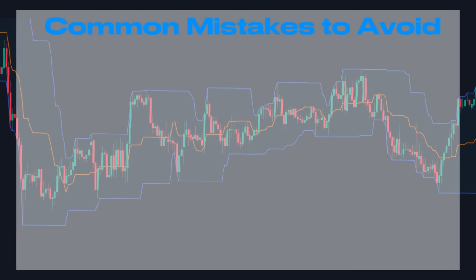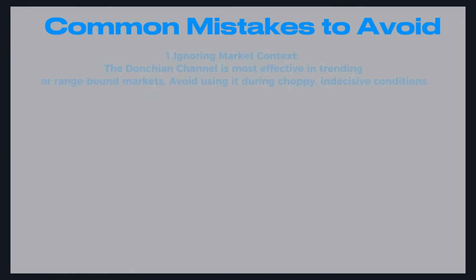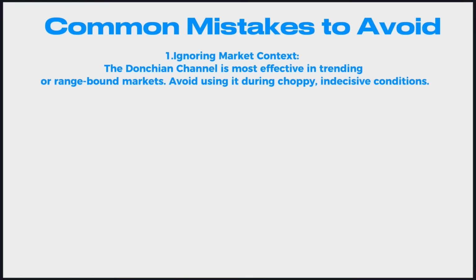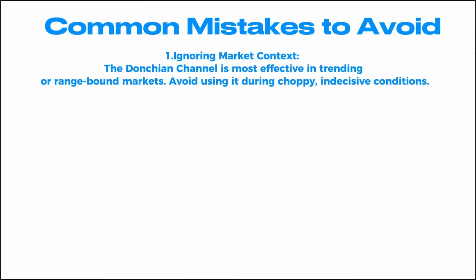Common mistakes to avoid. 1. Ignoring market context. The Donchian channel is most effective in trending or range-bound markets. Avoid using it during choppy, indecisive conditions.